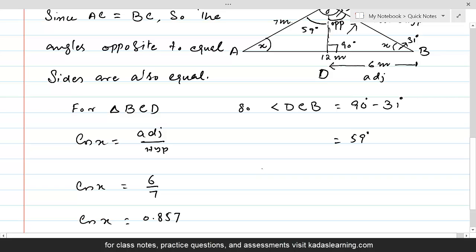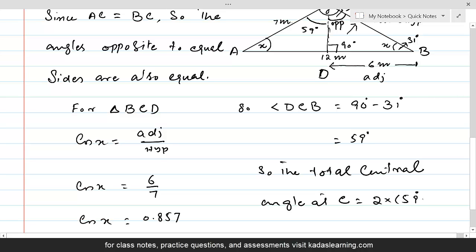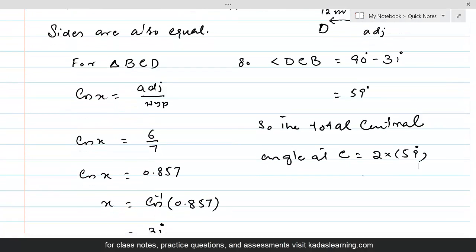So the total central angle at C is equal to 2 times 59 degrees, which is equal to 118 degrees.